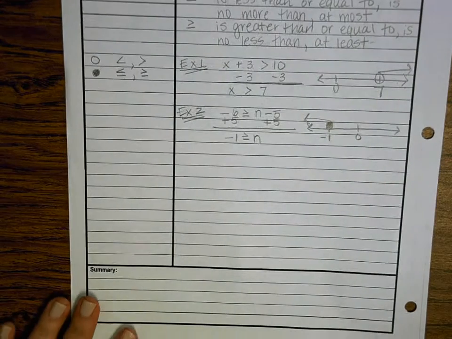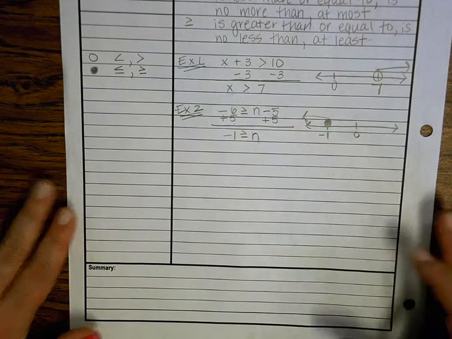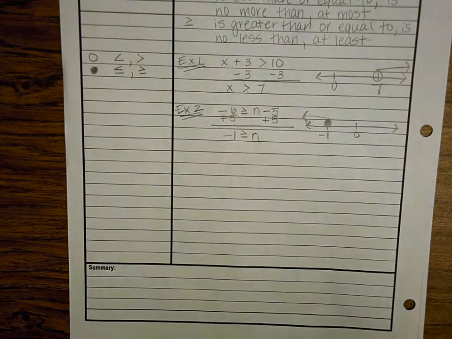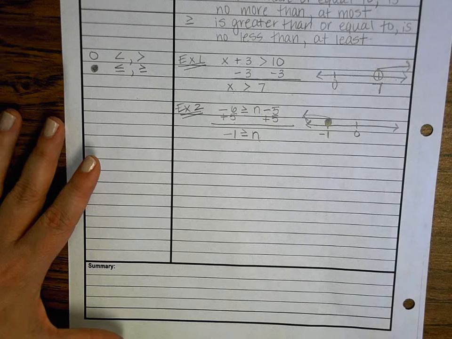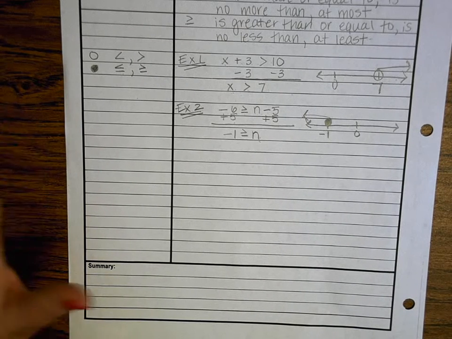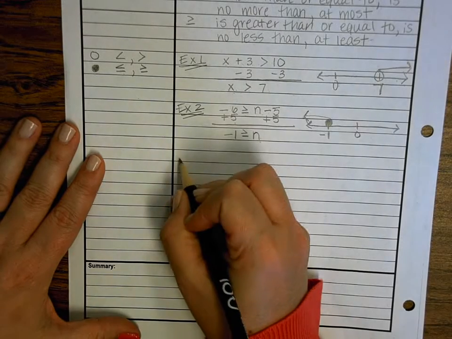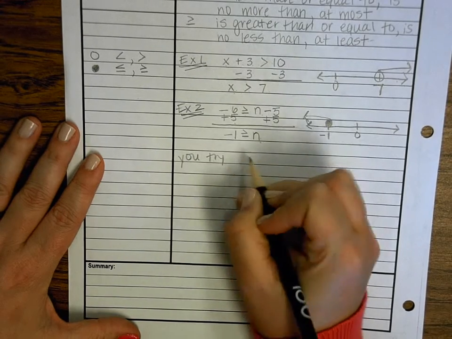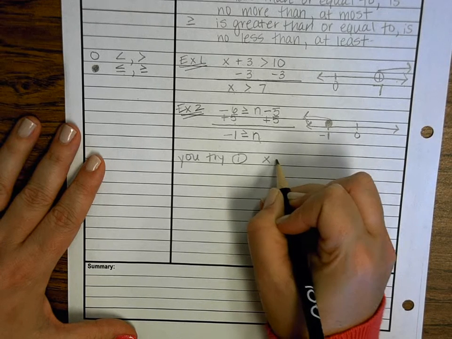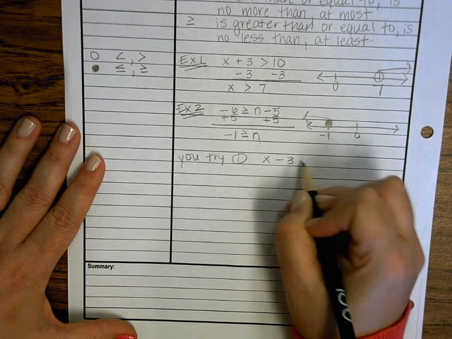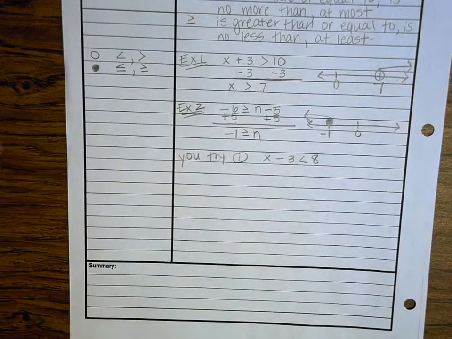Any questions so far? Most people are good at solving these, but when it comes to graphing, they might mess up like their open and closed circle or their arrow left or right. So we do a lot of practice with graphing in here. Let's do a U-try, see if you guys can get it. So I'll do a really simple one for you, no fractions or decimals or anything. U-try number 1. So we'll do x minus 3 is less than 8. So solve it and then graph it.